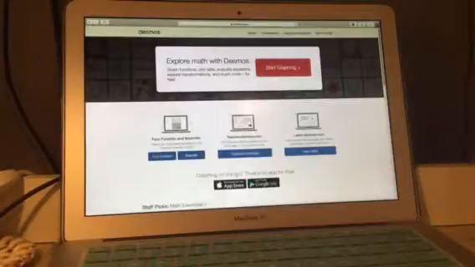So Desmos is a really fantastic graphing calculator. It's fantastic because it's free. There is a website, you go to desmos.com, and you can graph, or there's also a downloadable app. So all my students have this app on their iPad.